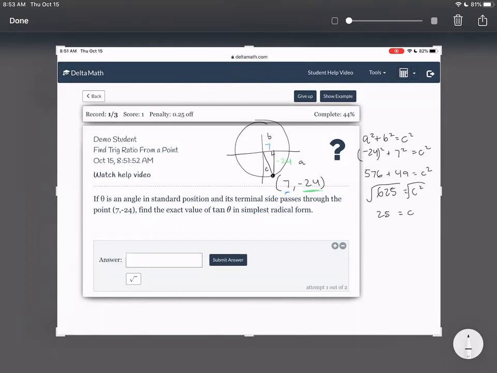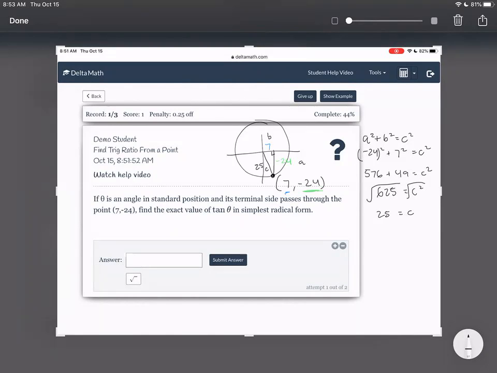And remember that C is always a positive number. Just going to label it there. Remember that C is always a positive number because it is just the radius. It is just the distance between the center and your point. Okay.